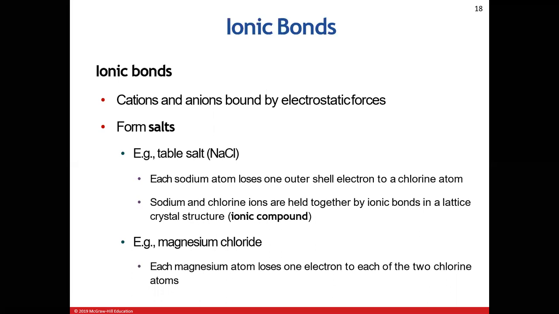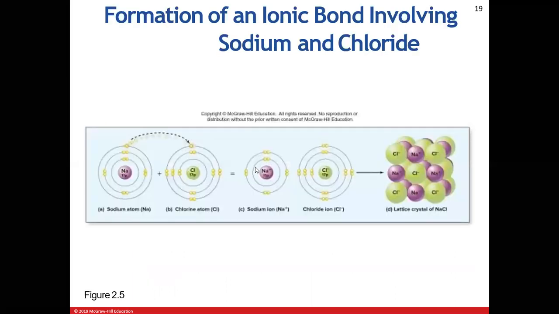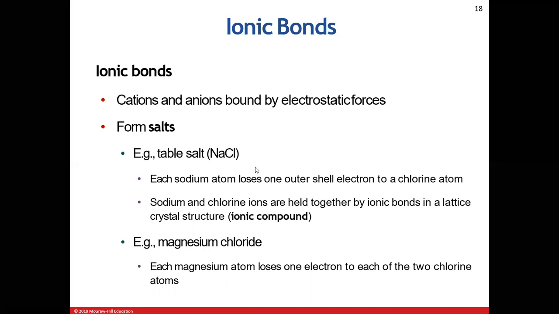Now, at this point we're not necessarily doing anything with the electrons anymore, but we're using the charge differential. What we actually do with ionic bonds is transfer electrons from one atom to another. And when we do this, what we typically get is salt. If we look at table salt, this is going to be NaCl. So we have sodium and chlorine.